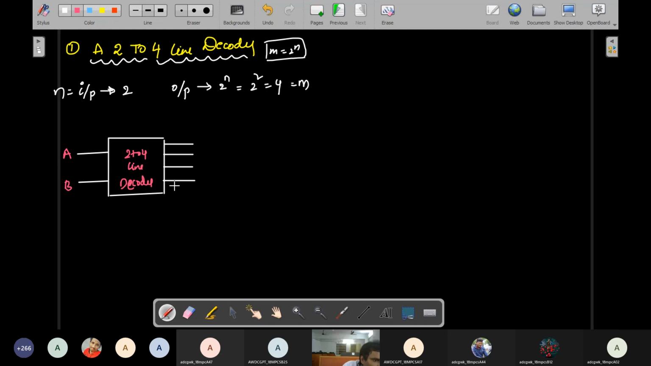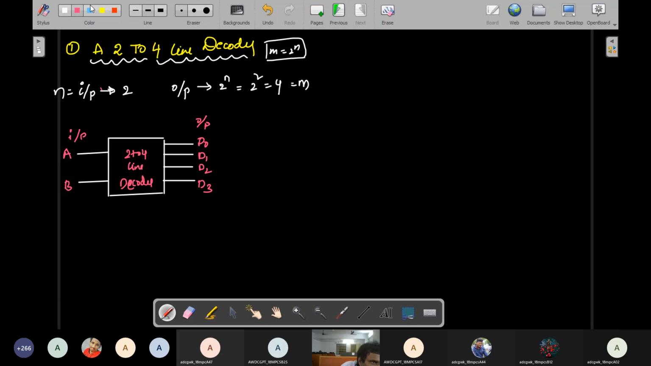So what are the output lines? The output lines we simply consider are D0, D1, D2 and D3. So these are the output lines and these are the input lines. See the block diagram, you can understand what a 2 to 4 line decoder is. How we write the inputs and how we consider the outputs comes from this formula. Two inputs are already mentioned, and using this formula you get four outputs. That four outputs are D0, D1, D2, D3, and A, B are the input lines.